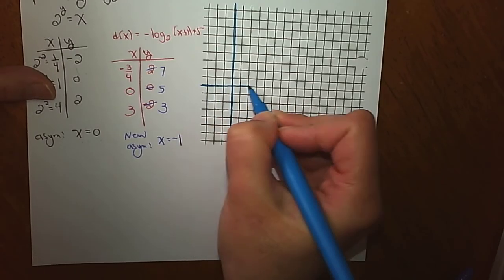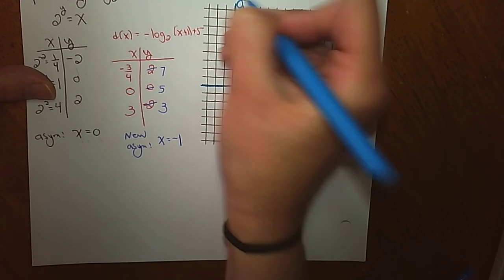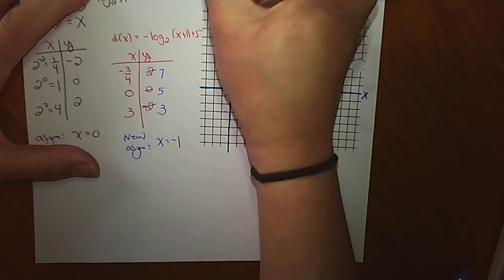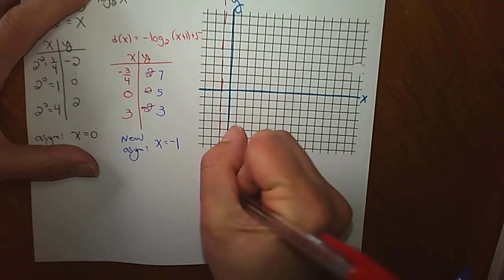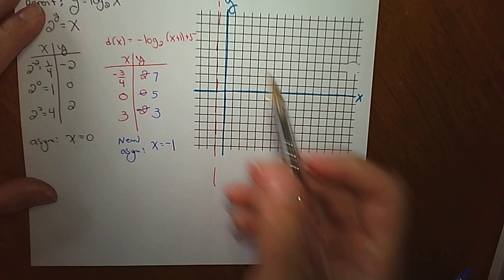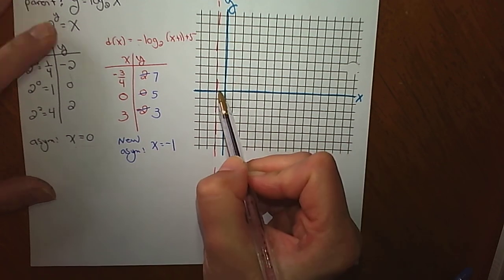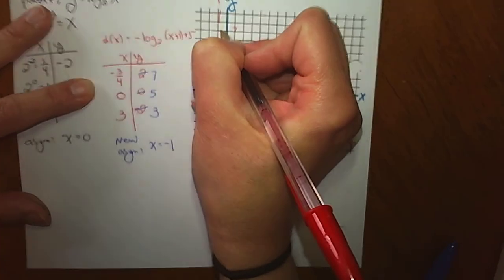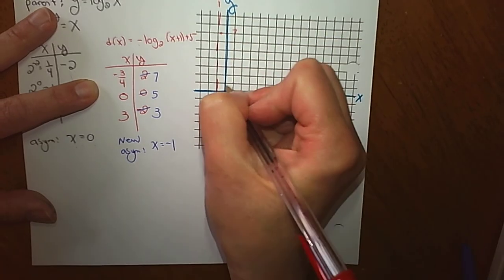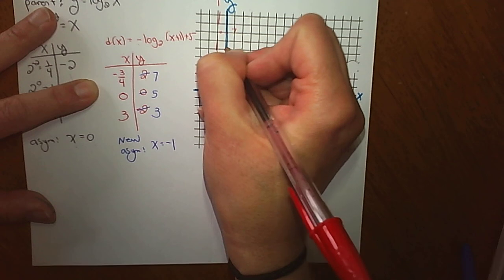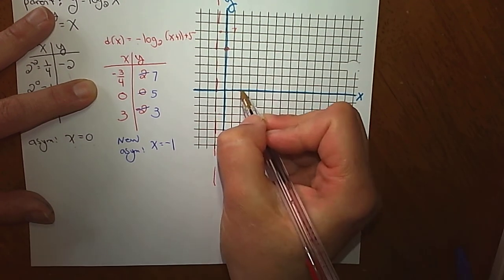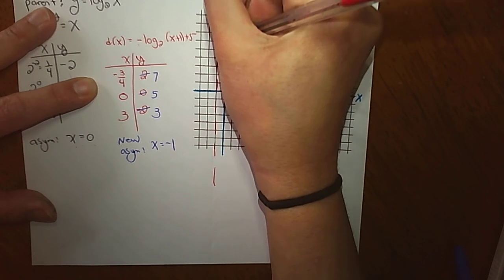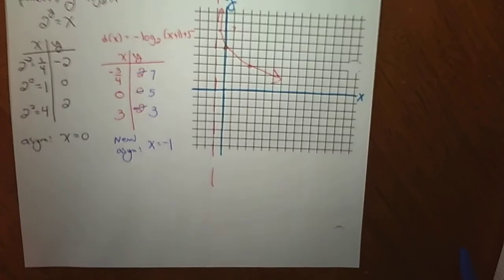I'm setting up my x and y axis here. My asymptote is at negative 1, so right here at negative 1, I'm drawing in my asymptote. All right, now we're going to graph. At negative 3/4, so really close to negative 1, I'm up at 7. 1, 2, 3, 4, 5, 6, so here's 7 right there. At 0, 1, 2, 3, 4, I'm at 5. And at 3, 1, 2, 3, I'm at 3. So that means this would be hugging the asymptote and heading off in that direction. And that's the graph.